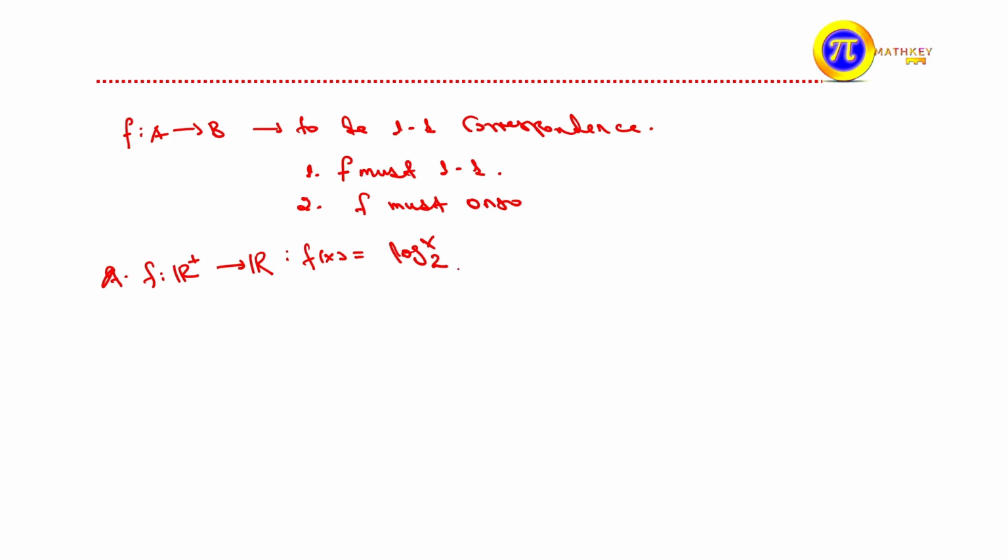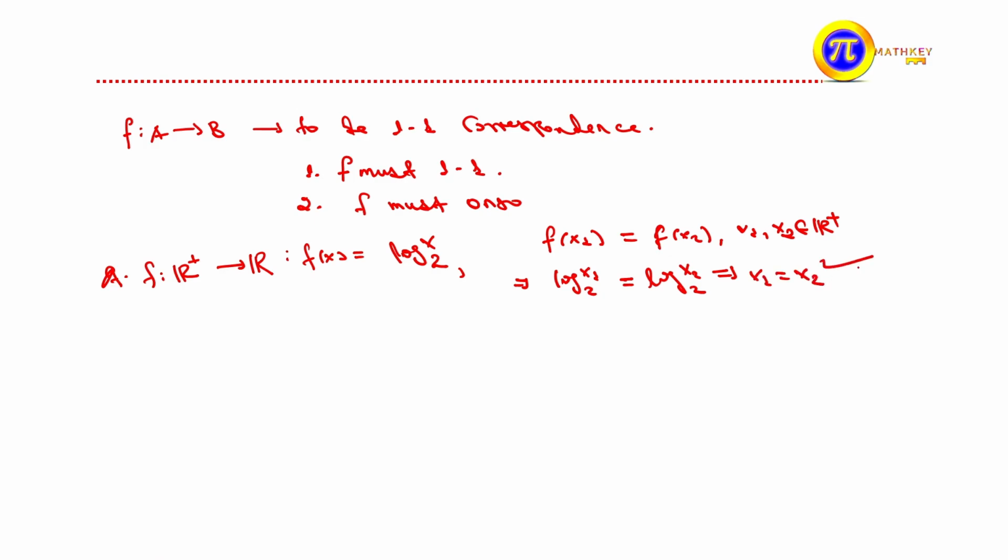To show whether it is one-to-one or not, you have to take two numbers x1 and x2 from the positive real numbers. From this, what does it imply? This implies that log of x1 in base 2 is equal to log of x2 in base 2. Since they have the same base, this shows that x1 must be equal to x2. This shows that f is one-to-one.